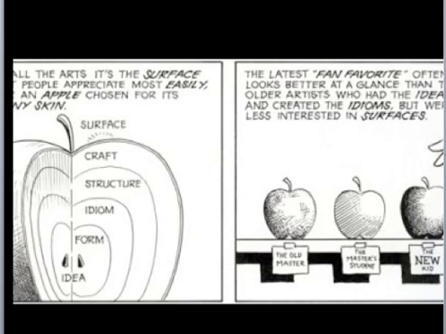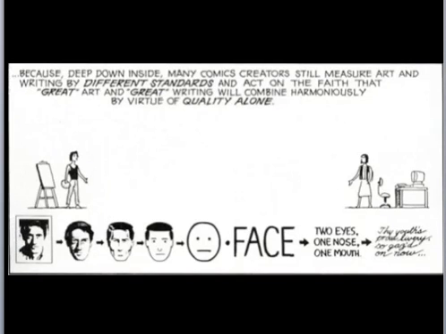So this is what's laid out in his book in terms of an overall framework. Then we're going to start looking at some things that he looks at a lot more specifically. First, he makes it quite pronounced that many comic creators still measure art and writing by different standards, and they act on the faith that great art and great writing will combine harmoniously by virtue of quality alone. But as he will go through, there's much more at work than that.